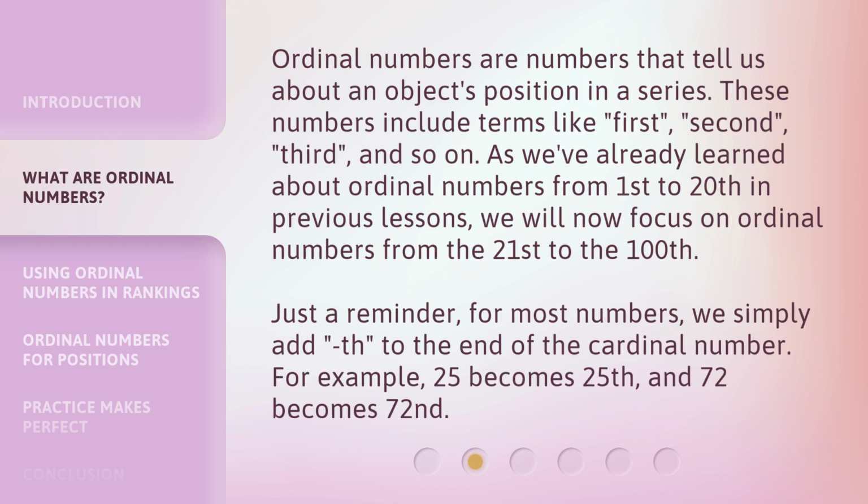Just a reminder, for most numbers, we simply add th to the end of the cardinal number. For example, 25 becomes 25th, and 72 becomes 72nd.